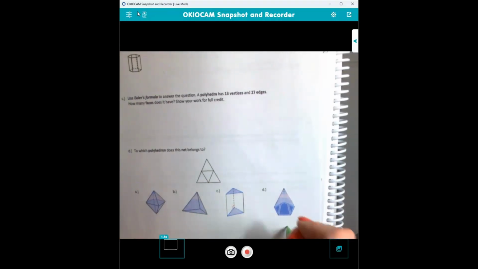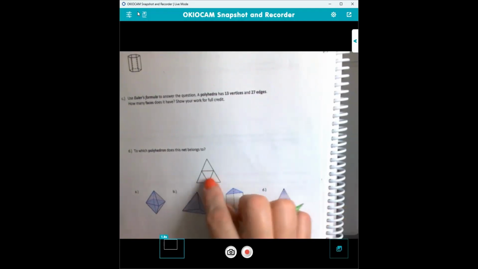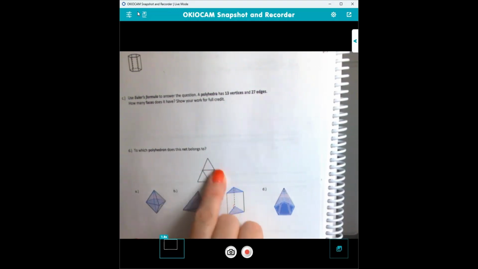And then see which polyhedron does not belong to this net. So which one of these belongs to this net? You need to select the one that goes along with this one.